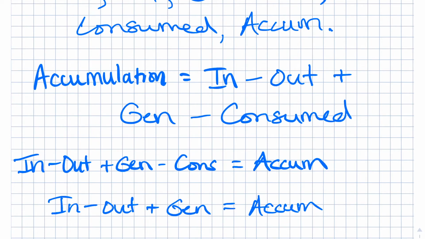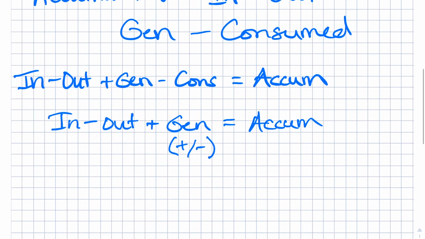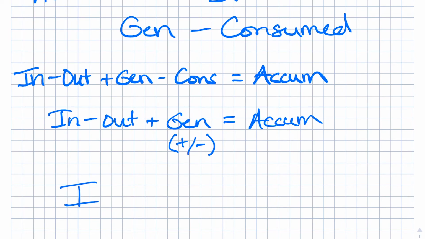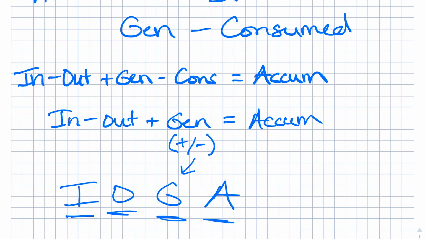And they just say that, okay, generation can be positive or it can be negative depending on whether you're consuming something or producing something in like a chemical reaction. So it's given the nice little acronym of IOGA. In, out, generation, accumulation. And you can just remember that generation could be negative if you're consuming something. So like I said, balances, it's accounting for everything that's in that control volume.